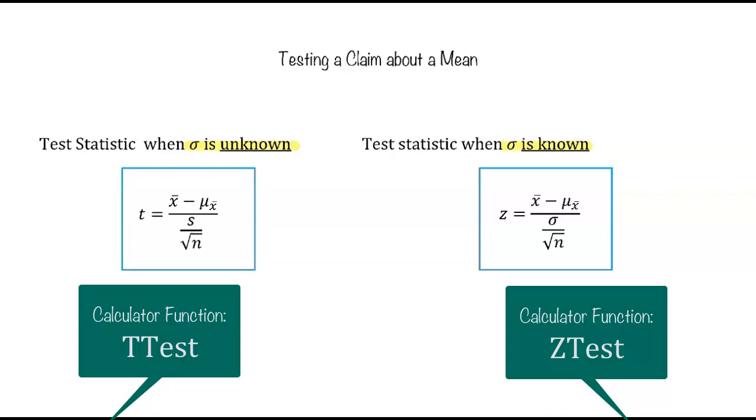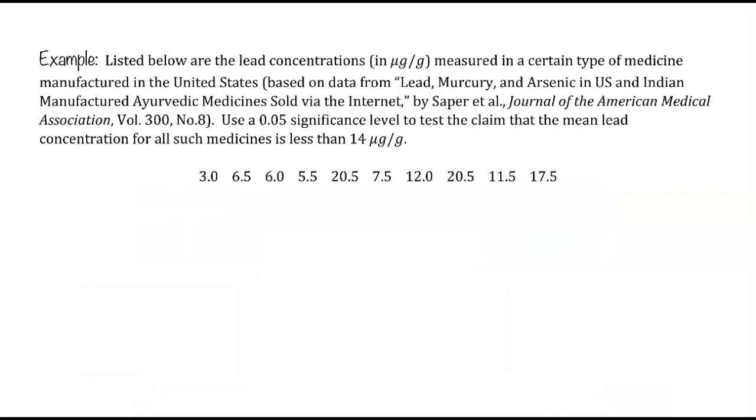Let's get started with an example. Listed below are the lead concentrations measured in micrograms per gram that were measured in a certain type of medicine manufactured in the United States. We're going to use a 0.05 significance level to test the claim that the mean lead concentration for all such medicines is less than 14 micrograms per gram.